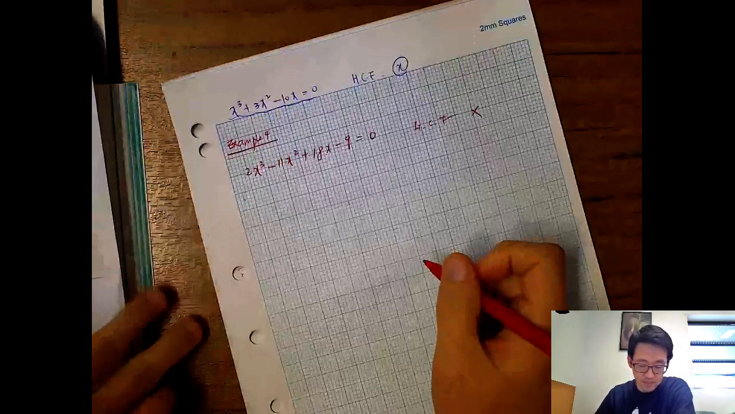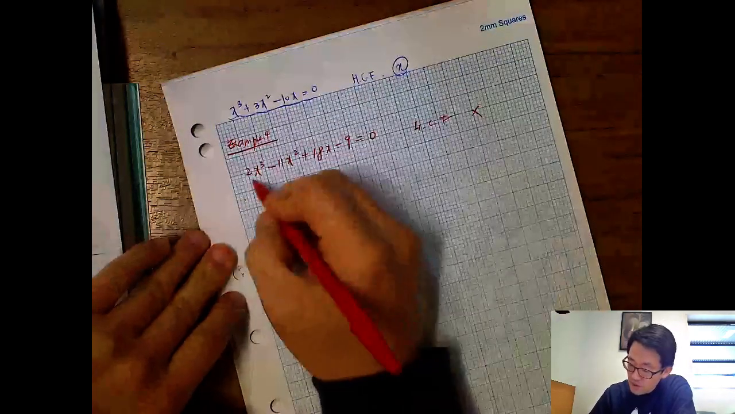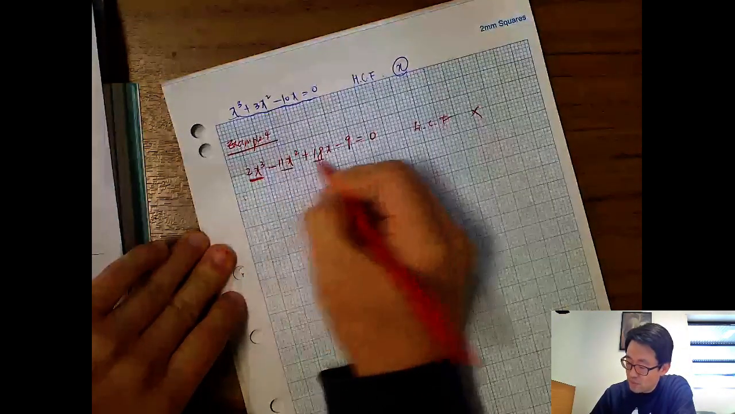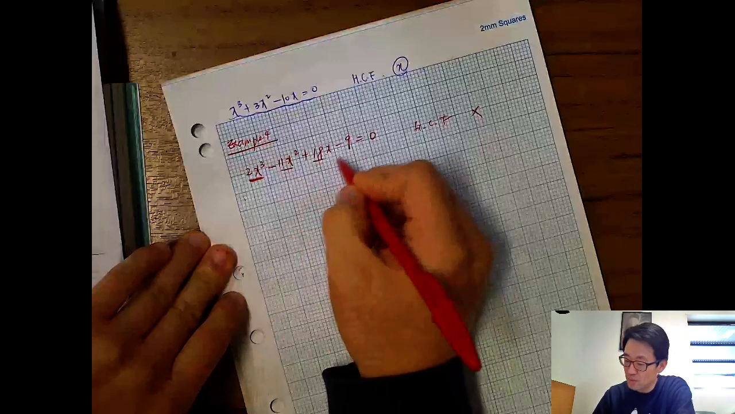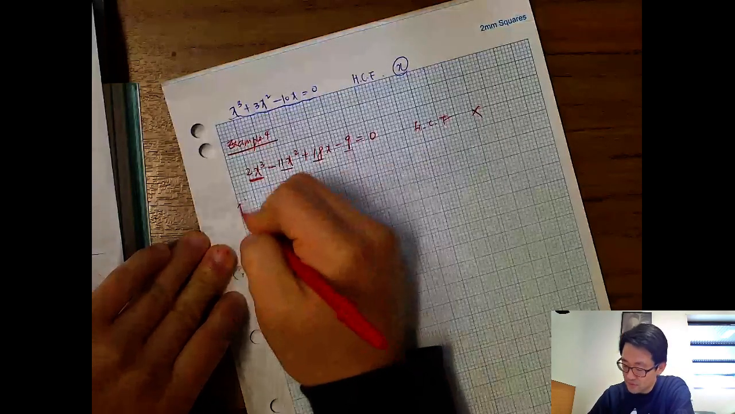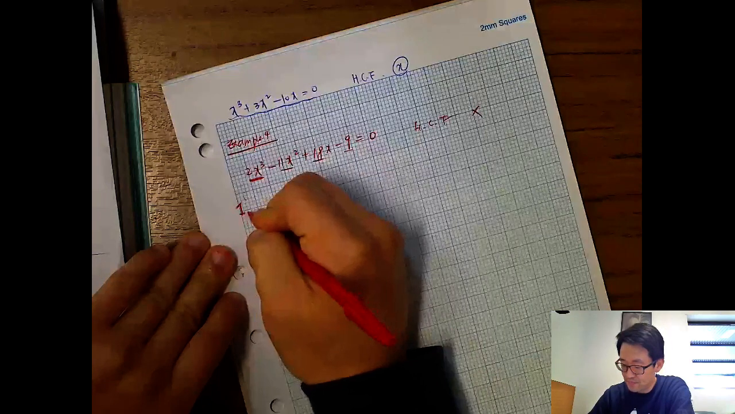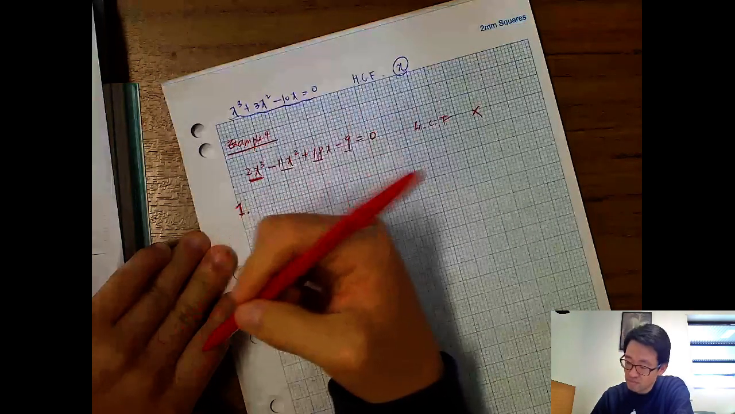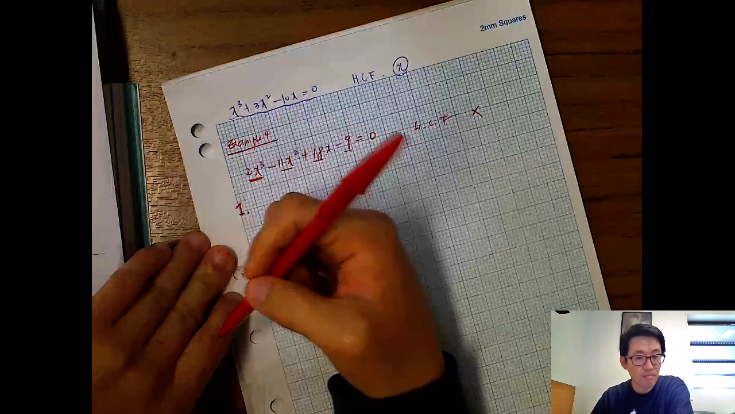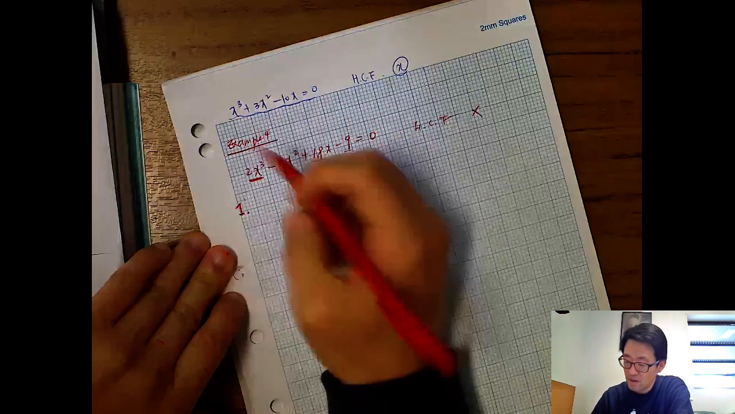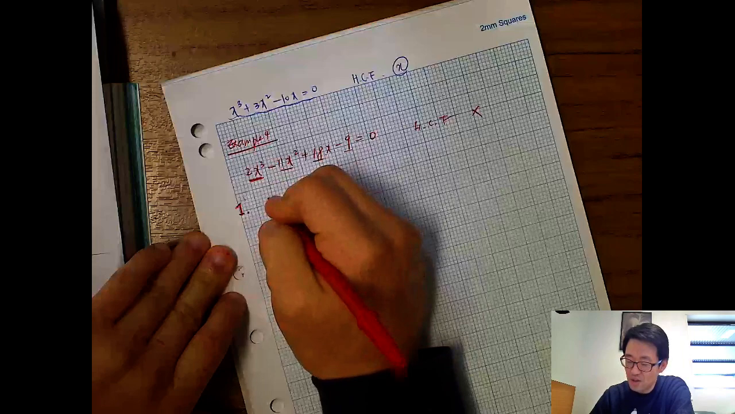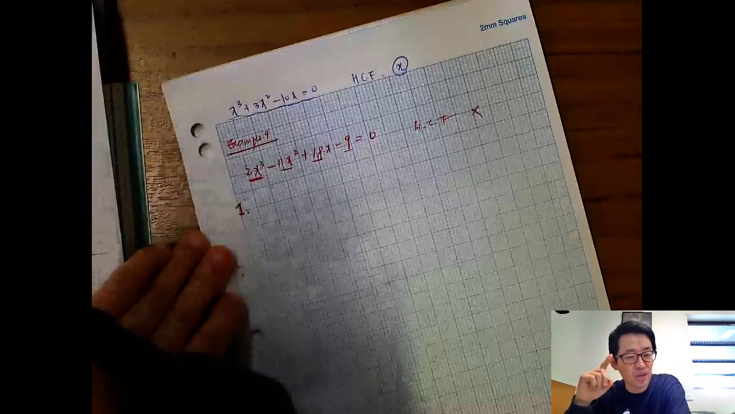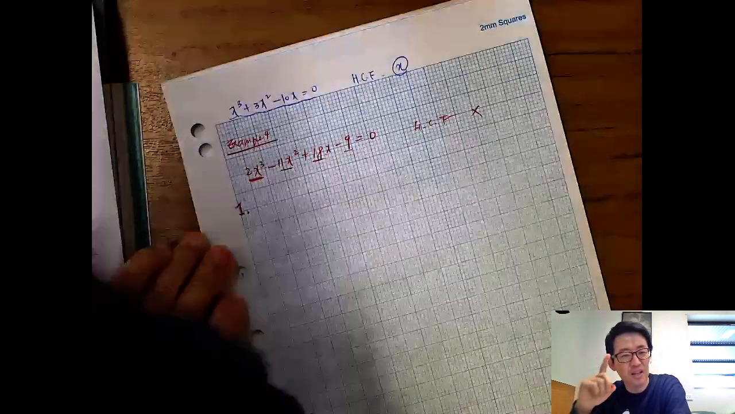And then now we're dealing with cubic, isn't it? Cubic. So what's the first thing you need to do? Factorize the cubic. The first thing we need to do is have one factor, isn't it? How do you get that one factor?